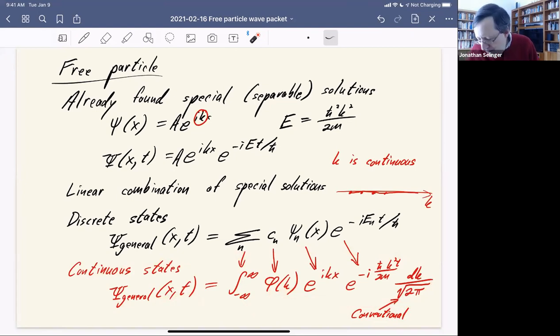Okay, so you're wondering, well, okay, but how do I know what function phi of k goes here? And the answer is, it's the same way that I know what coefficients Cn go there. That is from the initial conditions. The initial conditions determine these coefficients, as you know from your homework. And likewise, the initial conditions determine the phi of k function. Okay, so let's see how to do that.